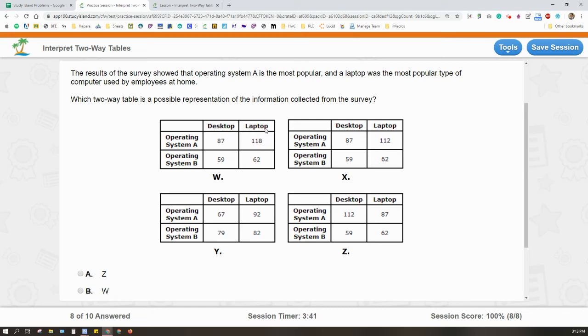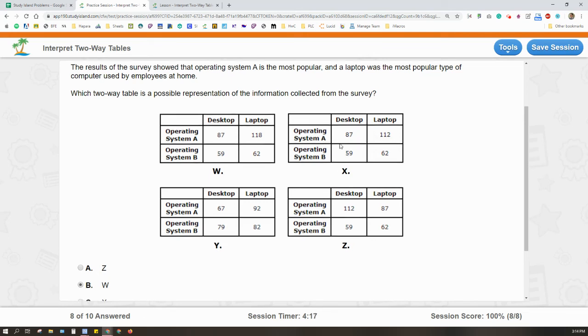And then the laptops, how many people are using a laptop? 118 plus 62, that is clearly more than 87 plus 59. So table W looks like the answer already. Let's go through the other three tables and see if we can find the problem with them. Table X, we have operating system A, 112 plus 87 is more than operating system B, 59 plus 62. And again, 112 plus 62 is definitely more than 87 plus 59. So X is another possible answer.